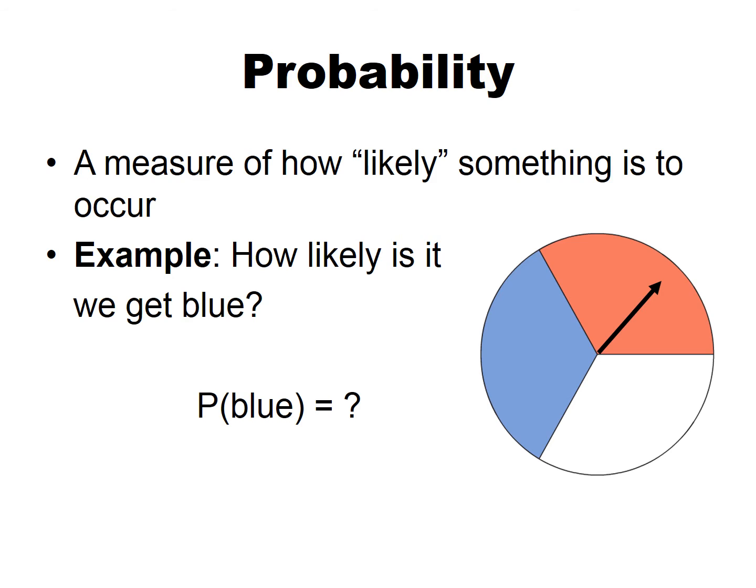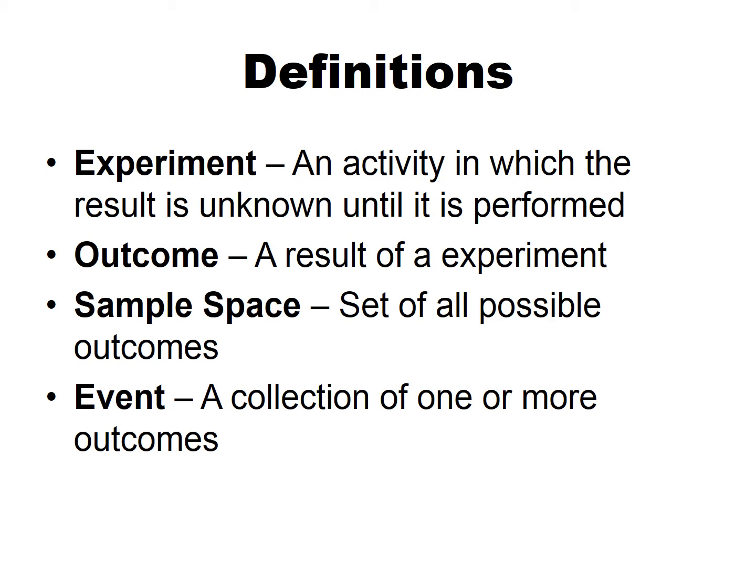Now, in more formal mathematical notation, we'll use this notation to indicate that question. We say P of blue, the probability of getting blue equals what number? So the question is, what's the value of that number? Well, before we get to calculating that number, let's talk about some definitions here. So first of all, an experiment is some activity in which the result is unknown until it's performed. Spinning a spinner is an experiment. Flipping a coin is an experiment. Rolling a die, that's an experiment. We don't know what's going to happen until we actually do it.